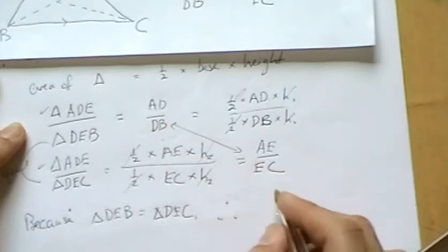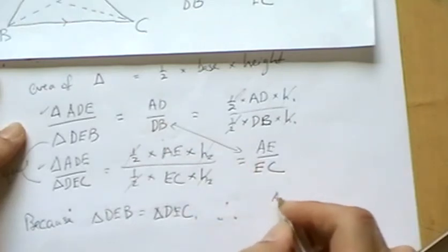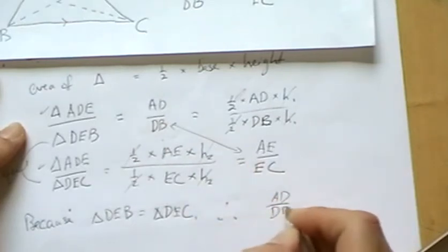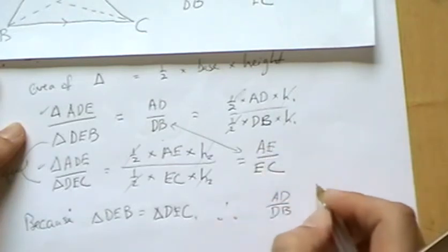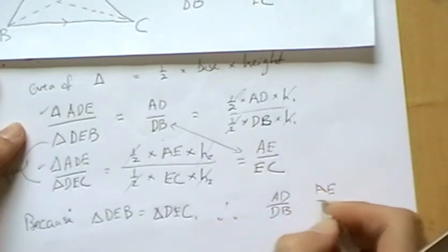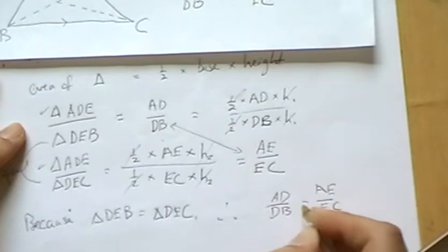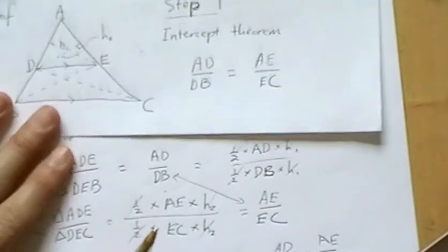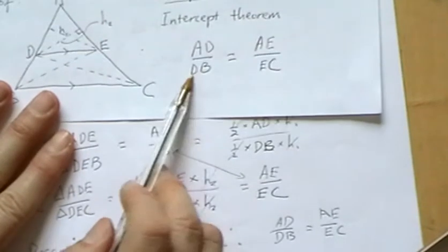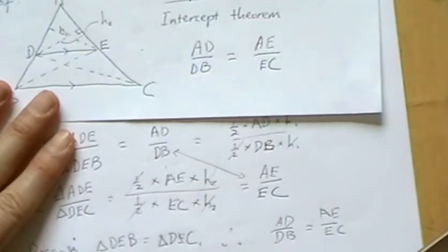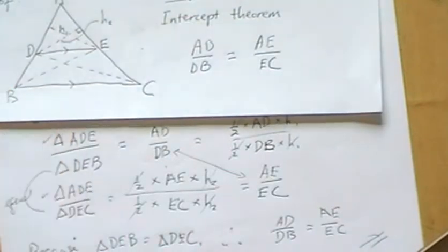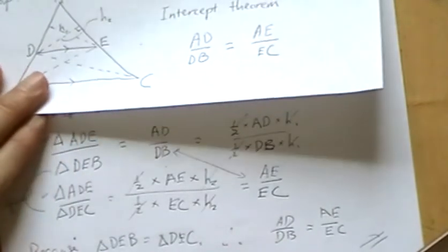those two ratios, AD over DB, AE over EC, must be equal, okay, which is what we set out to prove. So that's the first step, and that's the intercept, called the intercept theorem.